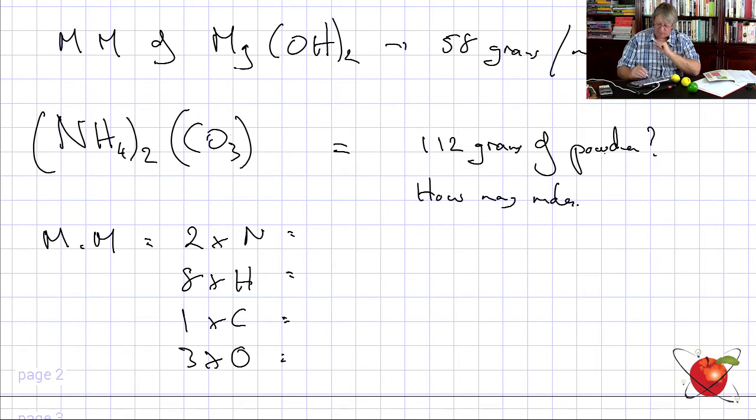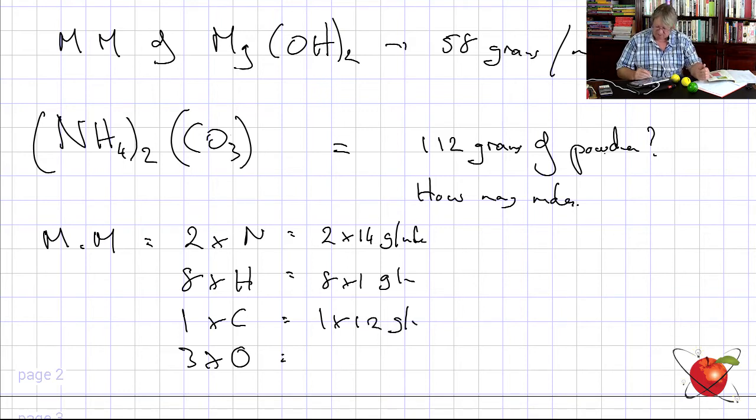Now we go to nitrogen and we say, okay, nitrogen is 14. So it's 2 times 14 grams per mole. 8 times 1 gram per mole. 1 times carbon, 12 grams per mole. 3 times 16 grams per mole. Then we do it like this.